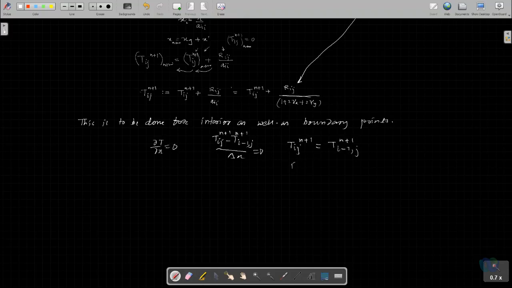Now here residual Rij will be equals to this right hand side, Ti minus 1 j n plus 1 minus this Tij n plus 1. This is your residual for the boundary condition equation. And Aii for the boundary condition will be this central coefficient, that is nothing but 1. Okay. So you have to define like this in all these equations.